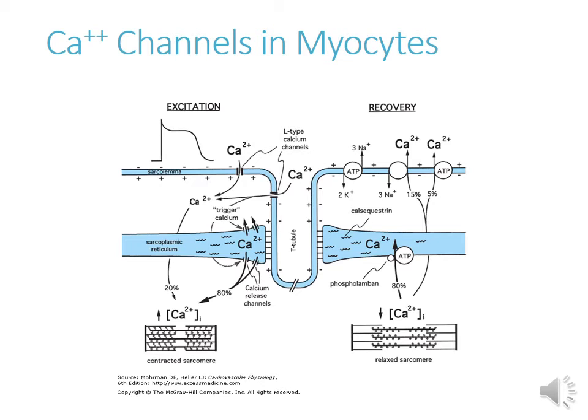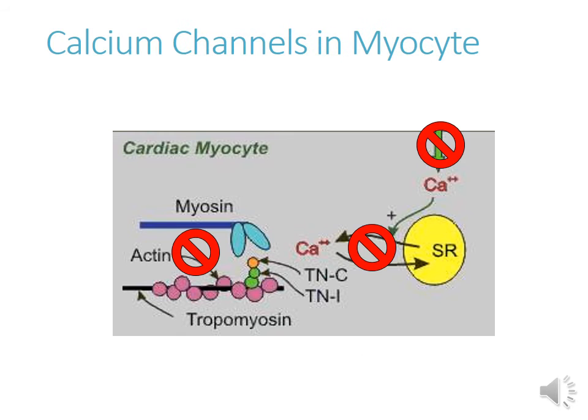During the recovery phase, you'll see a lot of calcium going back into the sarcoplasmic reticulum and being shuttled out of the myocyte so it can go back to its normal resting membrane potential. Here's another picture showing a very similar thing, where if you're blunting calcium coming into the cell, you have less of it coming out of the sarcoplasmic reticulum. There's less of it triggering the myosin, tropomyosin complex there, so you don't get as much of a squeeze.